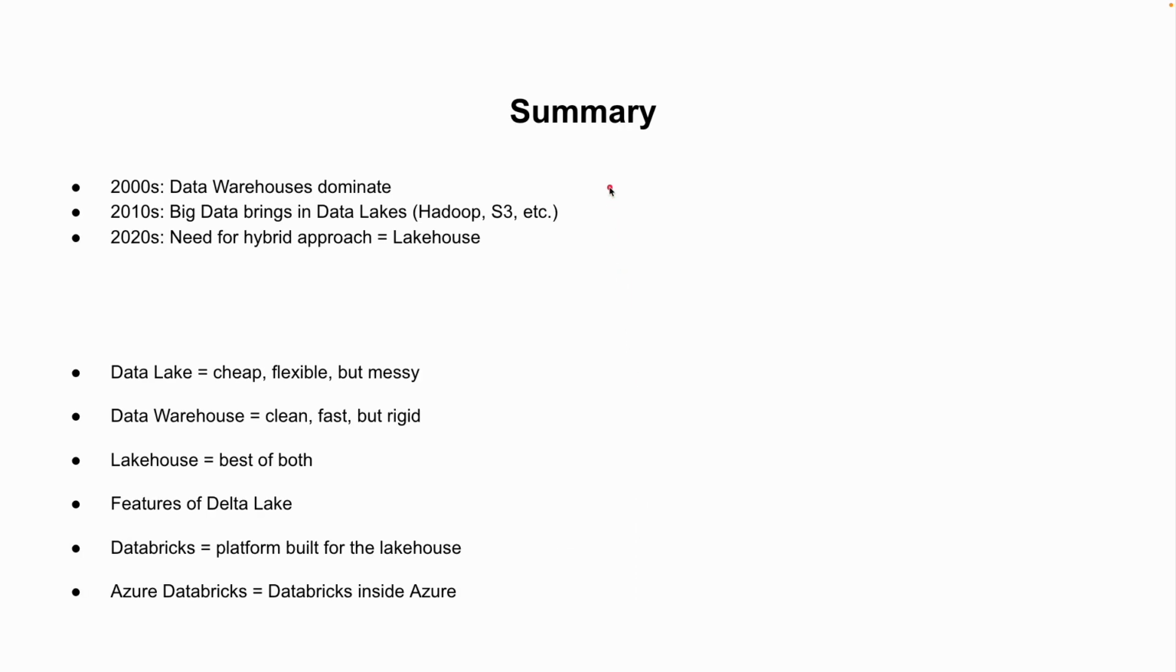So now we have reached the summary of what we have learned so far. We discussed data warehouse. Initially we had the data warehouse, then the data lake, then we understood what a lakehouse is and how it brings the best of both worlds together. The data lake was cheap and flexible but messy. The data warehouse was clean and fast but rigid, as it was only for structured data. The lakehouse brings the best of both. Then we talked about the features of Delta Lake, and Databricks is basically a platform built for the lakehouse. Then we saw high-level distinctions between Azure Databricks and Databricks, where Azure Databricks is the Databricks inside Azure.